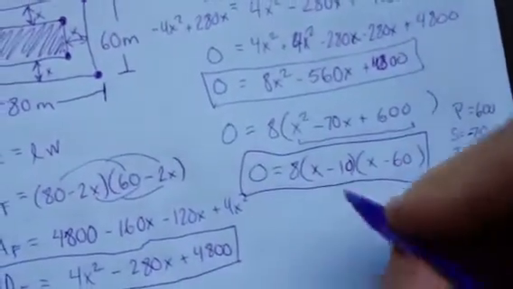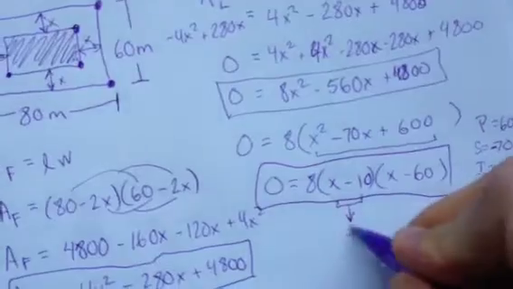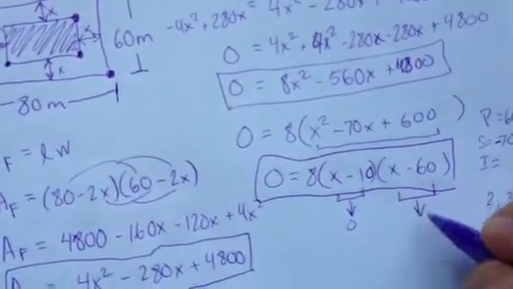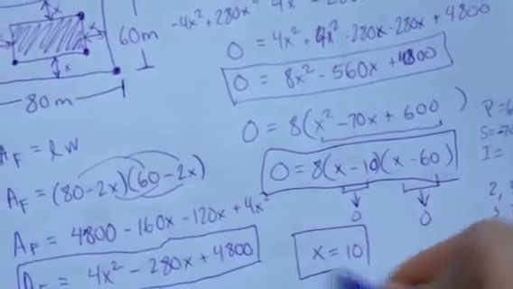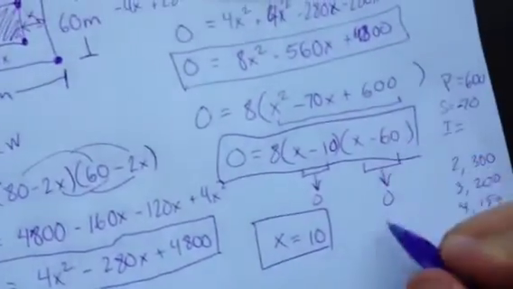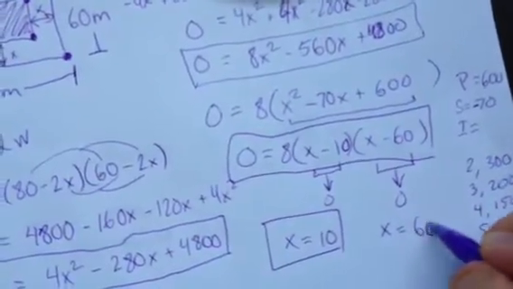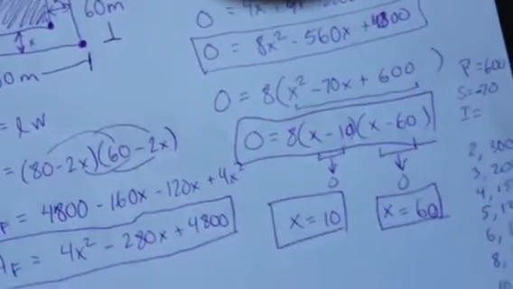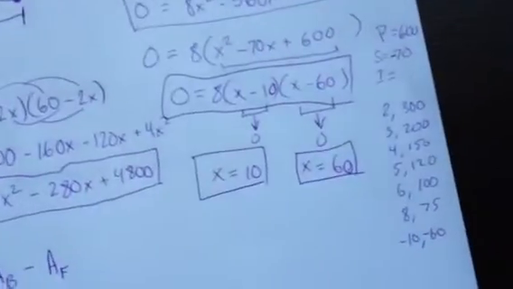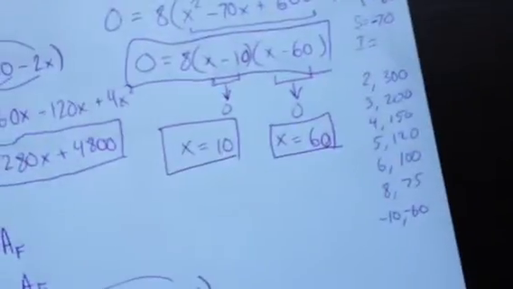So now, using the zero product property, what makes this bracket 0 and what makes this bracket 0? Well, what makes that bracket 0 is when x equals 10. So that's my first answer. What makes this bracket 0 is when x equals 60. That is my second answer. Now, do any of these answers not make sense? Well, both of them are positive, so you would assume that they both make sense.